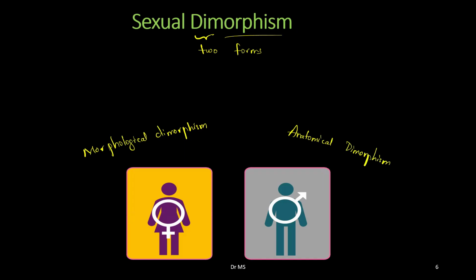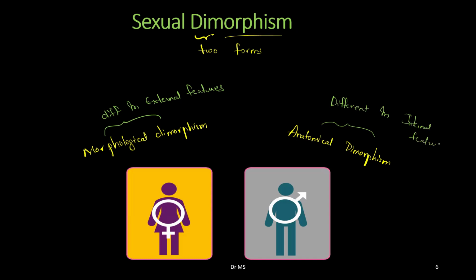In morphological dimorphism, you can see a difference in the external features, whereas in anatomical dimorphism, there is a difference in the internal features. Based on this, males and females are distinct individuals and they exhibit different characters. So you can differentiate a male and a female.